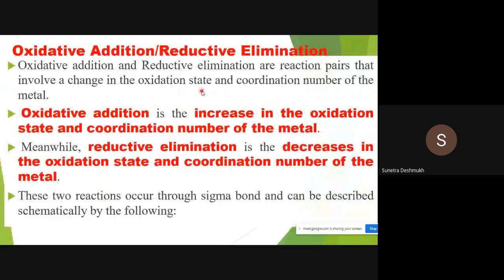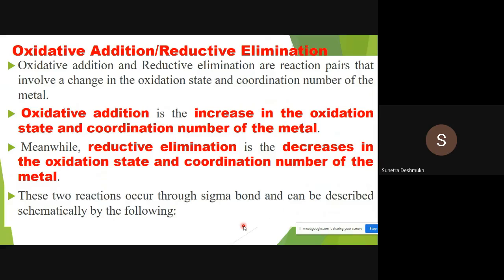In cross coupling reactions, different steps are involved. Four important steps are involved. Out of those, oxidative addition and reductive elimination are very important. Oxidative addition is the first step which occurs in coupling reactions, and reductive elimination is the last step which occurs in each and every coupling reaction.